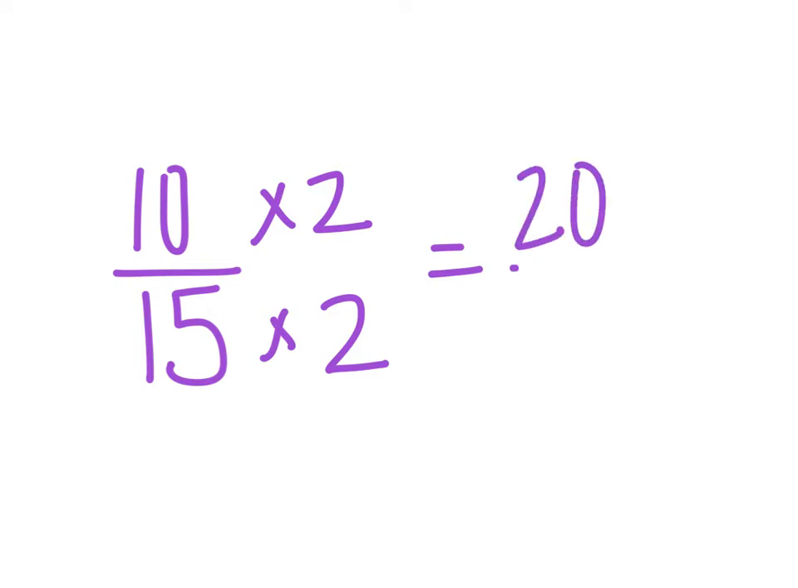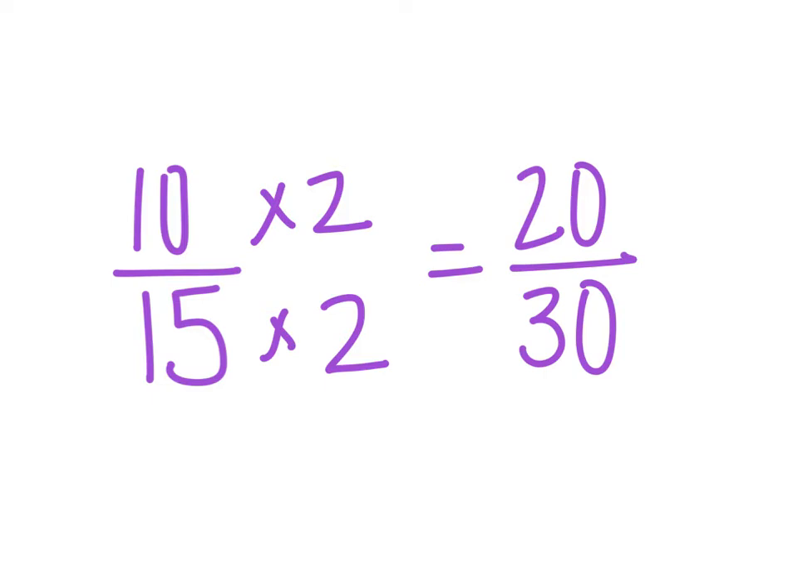Now we could draw pictures for every problem to find equivalent fractions, but that might get a little bit time-consuming and tedious. So there's a quicker and easier way to use mathematical calculations to find equivalent fractions. What you can do is multiply the top and the bottom of the fraction, the numerator and denominator, by the same number. That will give you an equivalent fraction. So 10/15 is equivalent to 20/30.